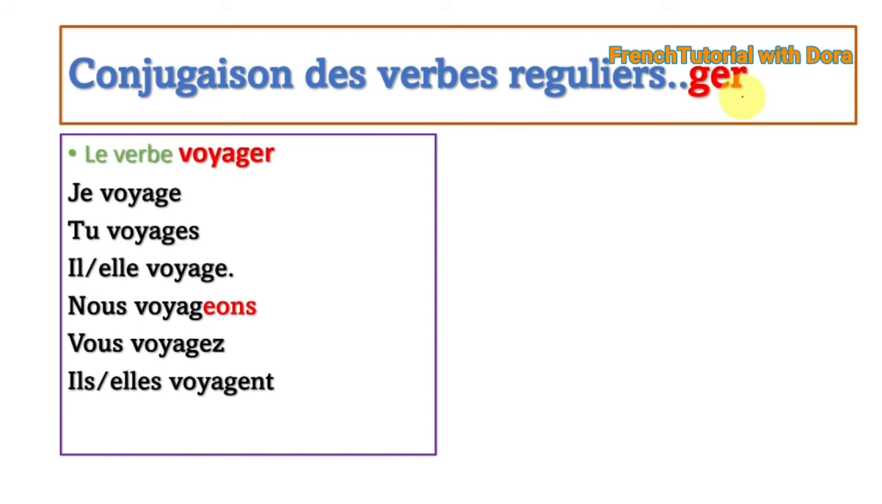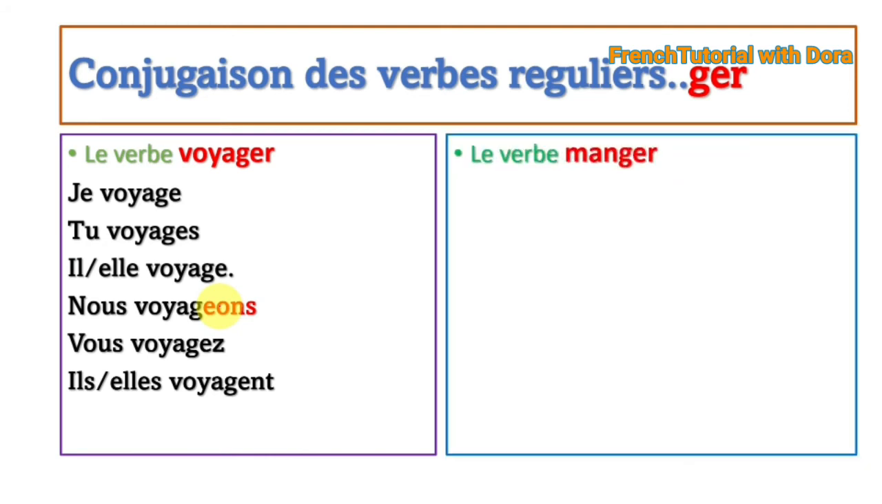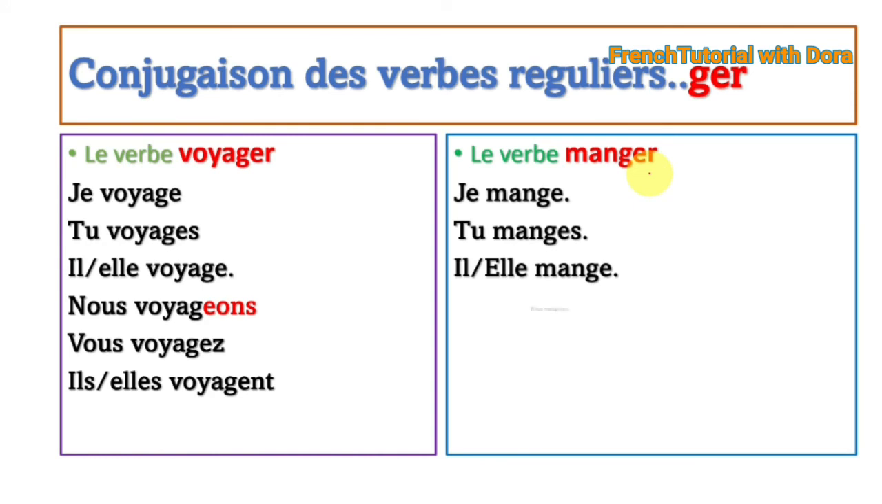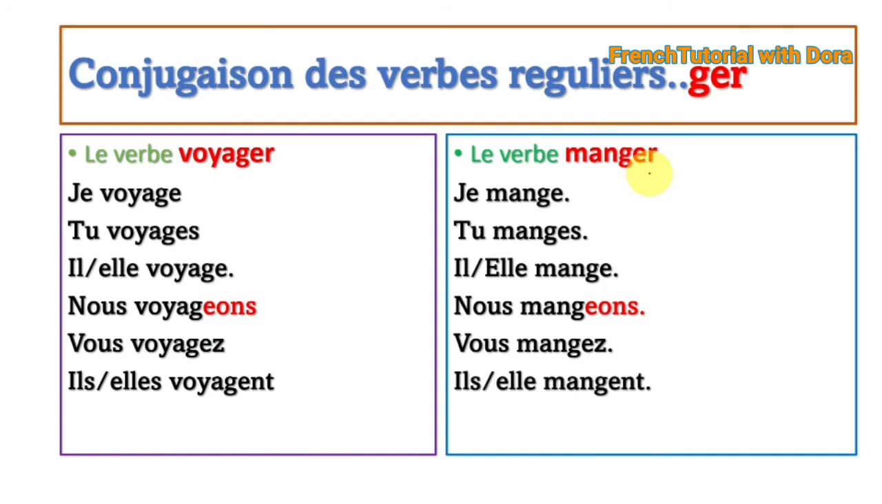Now you can see this verb takes the same regular pattern, but here there's an additional E before the ONS. So here you have EONS. And also we're going to see the verb manger. You can see it also ends in GER. Manger, voyager, they end in G. Je mange, tu manges, il mange, elle mange, nous mangeons, vous mangez, ils mangent, elles mangent.